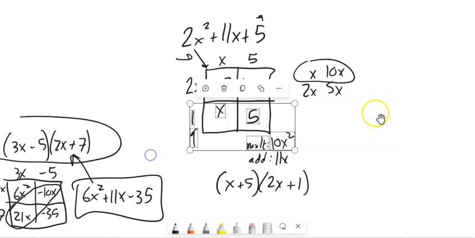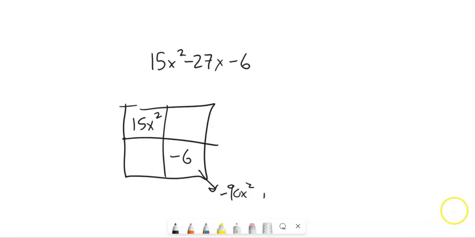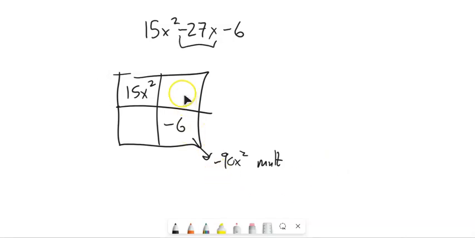Let's do one more, one that's just a little more challenging, just to see how ridiculous these can get. Minus 27x minus 6. All right, let's set this thing up. 15x squared, there's the first term. Last term's here, negative 6. Now, if I multiply those together, 15 times negative 6, that's negative 90x squared. So I'm going to need things that multiply to negative 90x squared. But remember, they will add, because they're here and here, to negative 27x. Okay, let's start getting some factors of negative 90x squared.